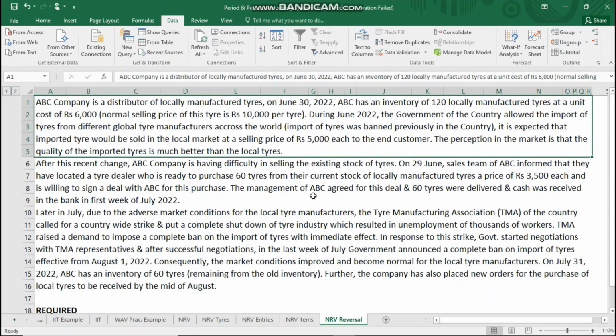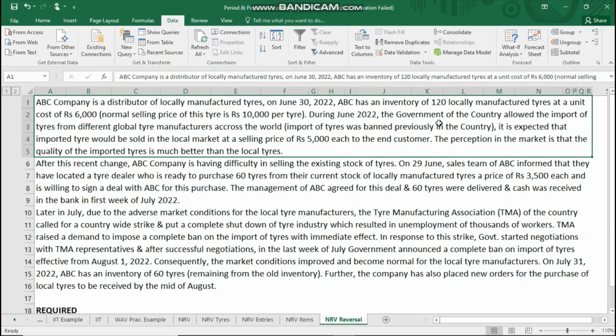So in June, we only have the inventories at the end of the month, okay, which is 120 tires, and the unit cost of those tires is 6,000. Normal selling price of this tire is rupees 10,000 per tire, and there are some events that are happening in June, which indicate that there might be a scenario that the cost of the inventory is exceeding its net realizable value. And what is that?